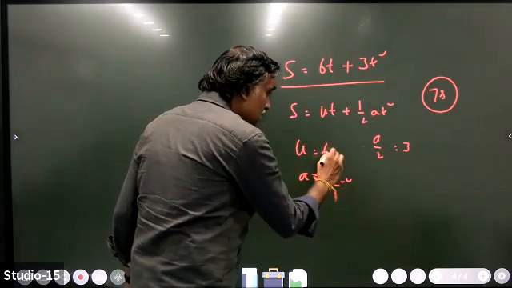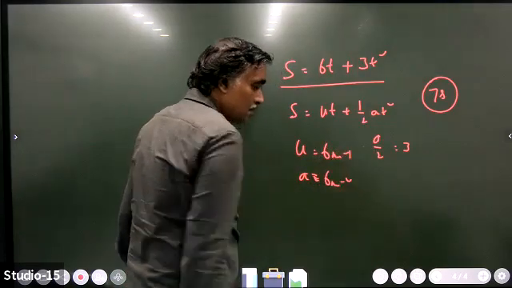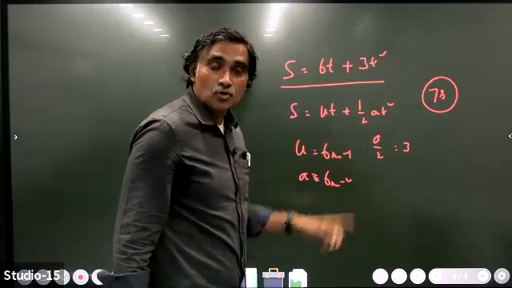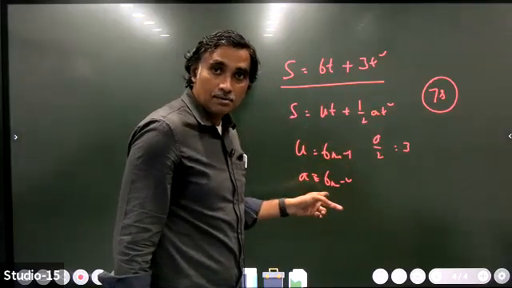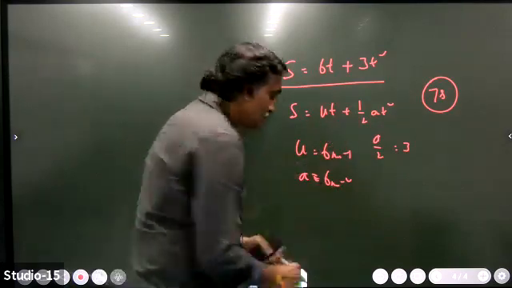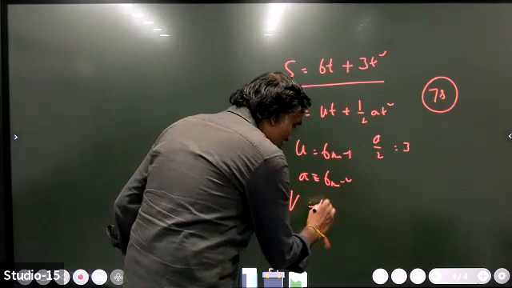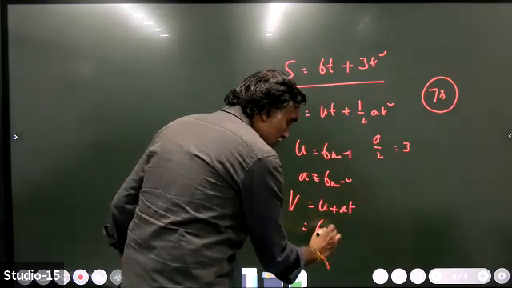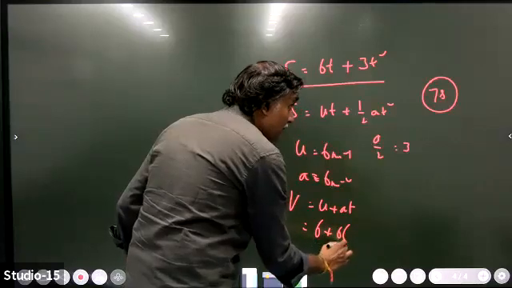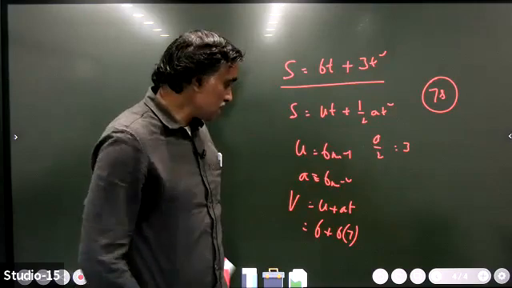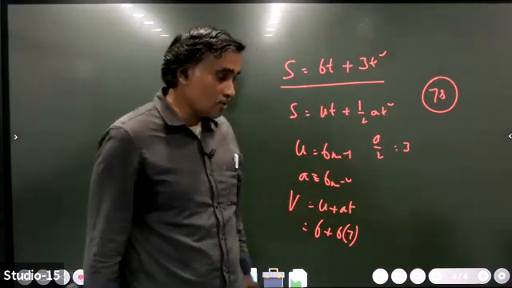And what is the initial velocity? 6 meters per second. Now what should you find? Velocity after 7 seconds. Now you know the initial velocity, you know the acceleration, and acceleration is constant. How do you find velocity after some time? What formula should you use? V equal to u plus at. What is u? 6. A is also 6. And what is time? 7. So 42 plus 6, 48 meters per second. Okay, followed?